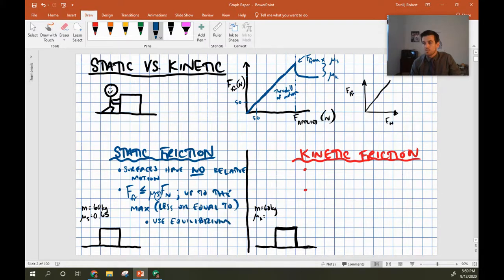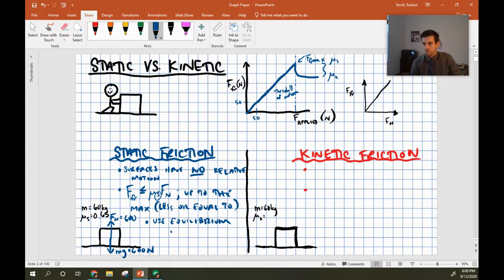So a quick example with that, I have this object right here. It has a mass of 60 kilograms. The coefficient of friction is 0.65. Let's draw the free body diagram real fast. It has a force of gravity, which would end up being equal to 600 newtons. Since it's in vertical equilibrium, the normal force would be equal to 600 newtons.